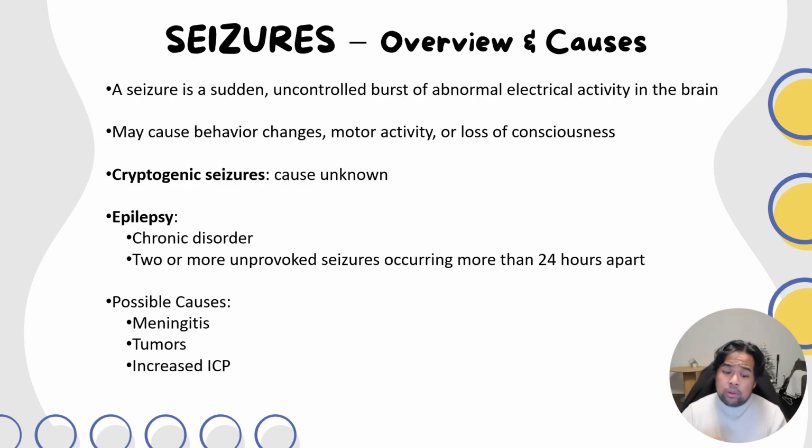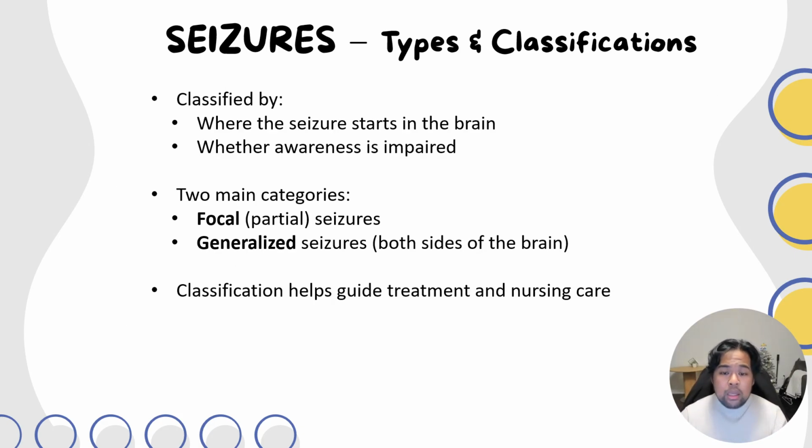And then some of the possible causes, right? They could be overstimulated, or they can have some meningitis. They might have a tumor, or again, the increased intracranial pressure. So types and classifications, they're classified in 2 ways, okay? Where the seizure starts in the brain and whether awareness is impaired. 2 different categories that we're going to take a look at, focal or partial seizures, and then generalized seizures, which really activates both sides of the brain. And the classifications help you with your care and how to proceed about how to treat it, okay?